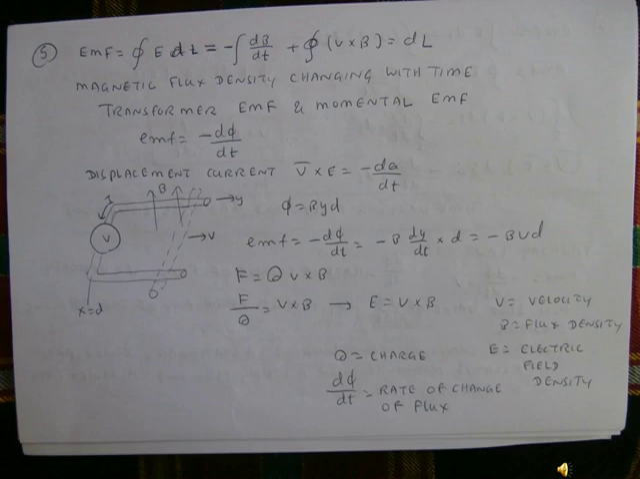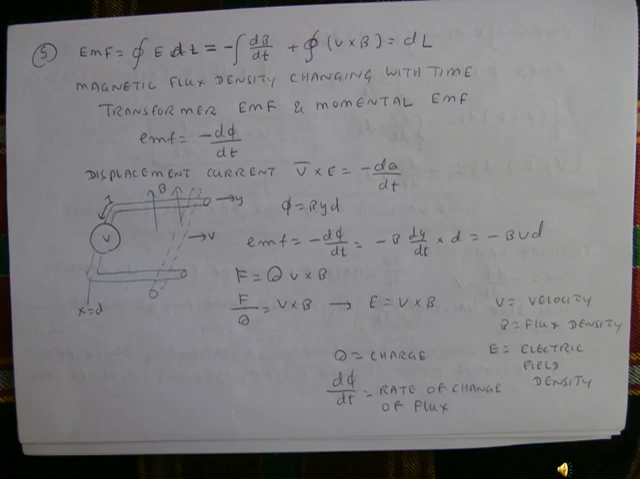So in this case, EMF is equal to minus d phi/dt, equal to minus B dy/dt multiplied by D, so equal to minus B multiplied by V multiplied by D. So B is the flux density, V is the velocity, and D is the length distance travelled.